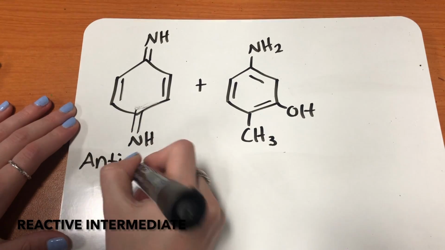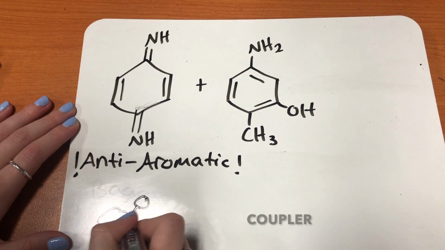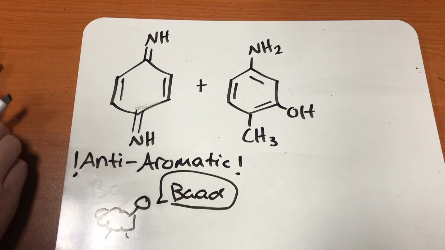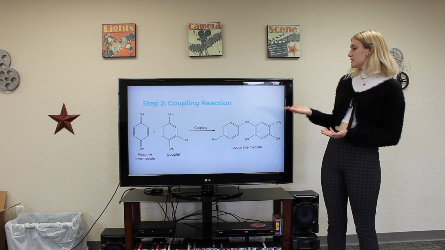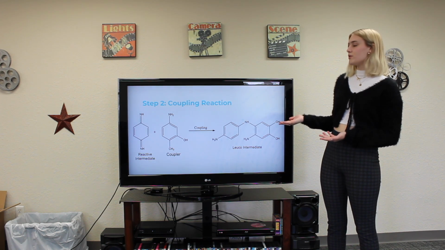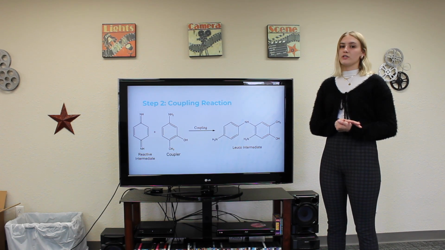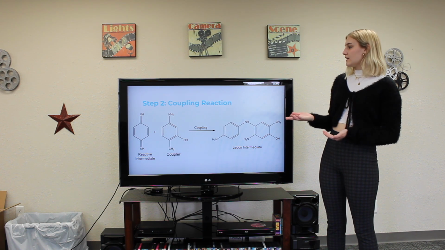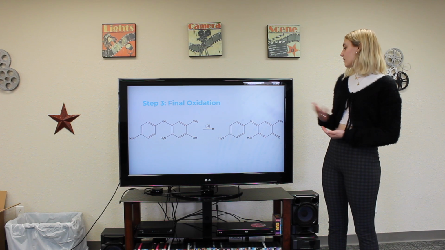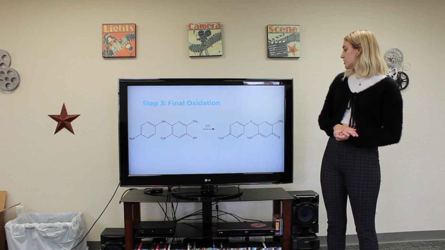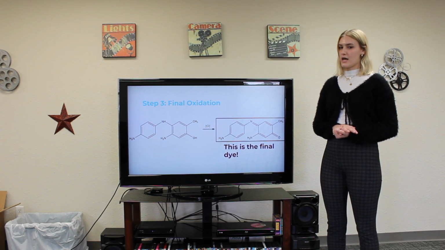So here we have a reactive intermediate and our coupler. Our coupler here is 2-methyl-5-amino benzene, and these react in a coupling reaction to give a leuco intermediate, which is actually colorless. And then in the next slide, we see that this is finally oxidized and it gives our final dye color, which is actually a magenta indo dye.